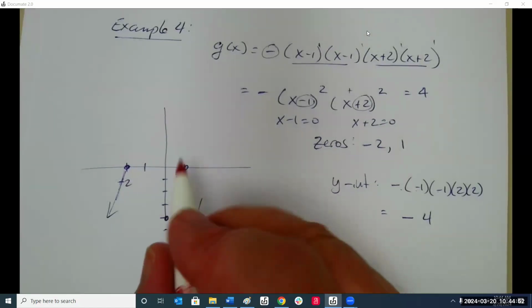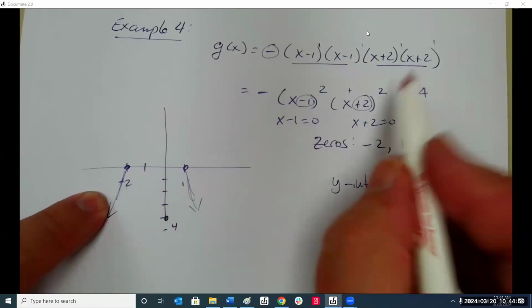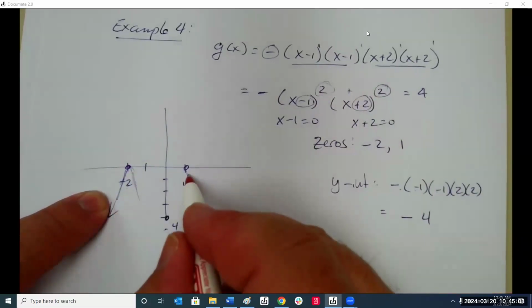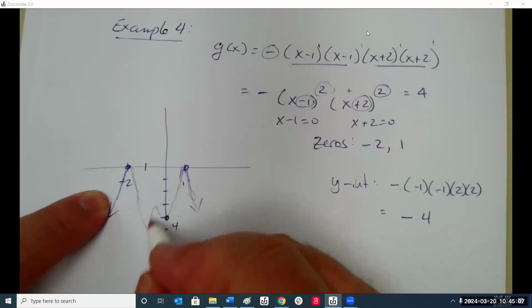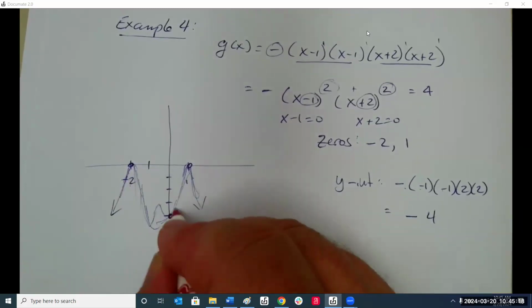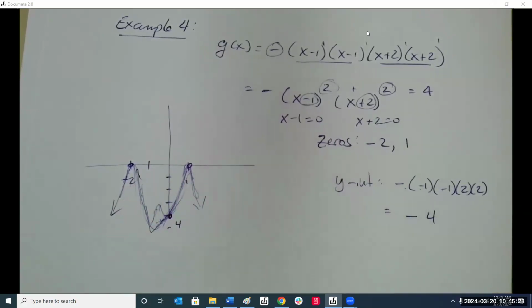So the only thing we know, what does it do at -2? Does it cross or bounce? They both bounce because their multiplicity is even. So the graph's going to look something like this. Or it can even be just like this. We just don't know what's going to happen there. We have to plot some points.